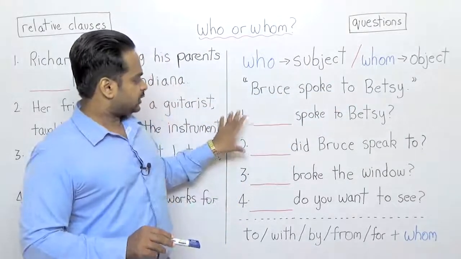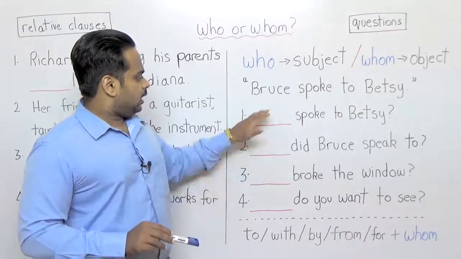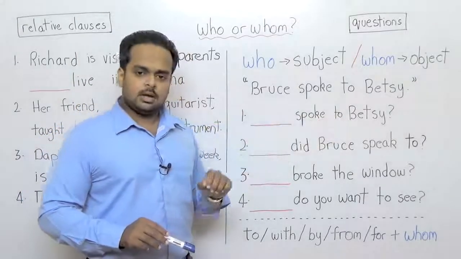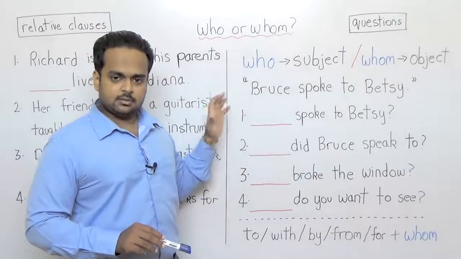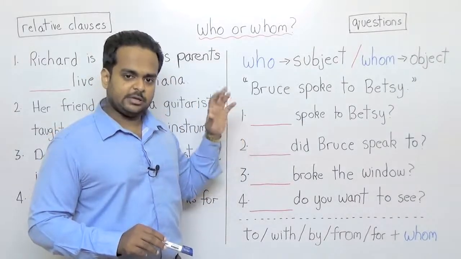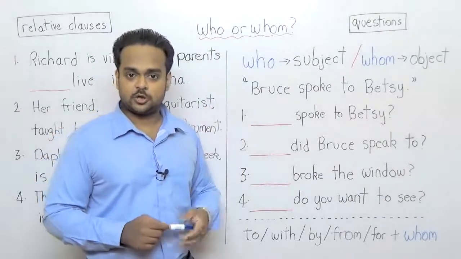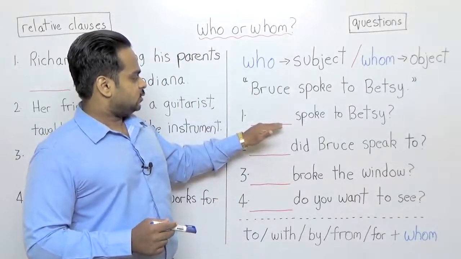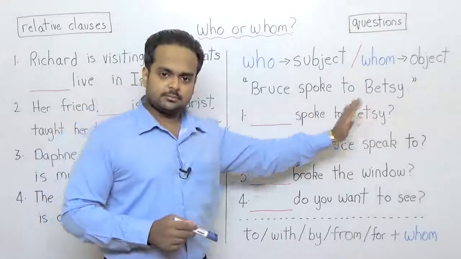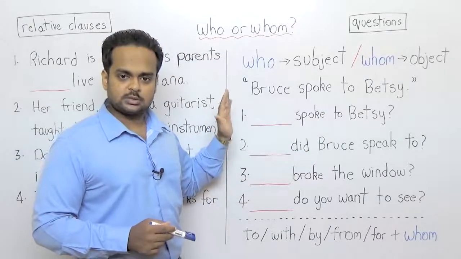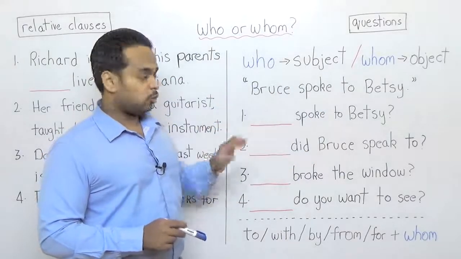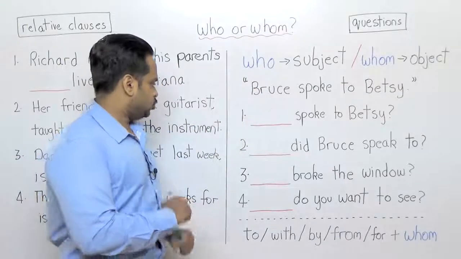Take a look at these two questions over here. There's a blank there. Spoke to Betsy. Now here, we want to fill in this blank with either who or whom, which is correct. Well, if you read the sentence, you realize that we know someone spoke to Betsy, but we don't know who that someone was. That is, we're asking about the subject.